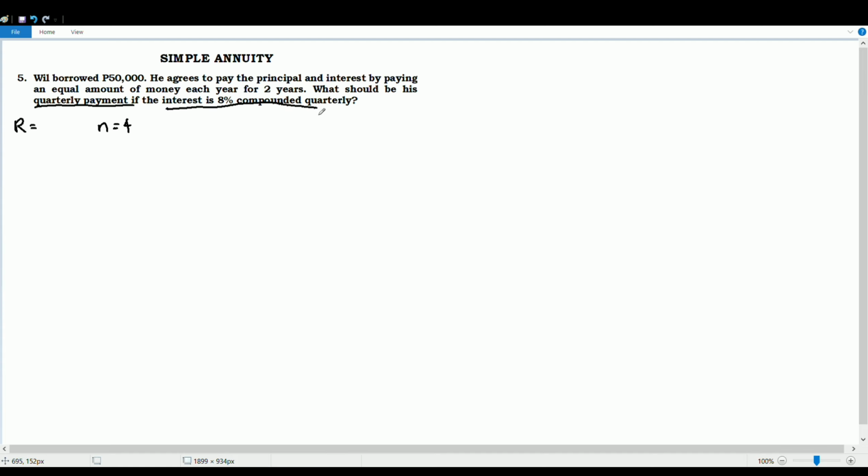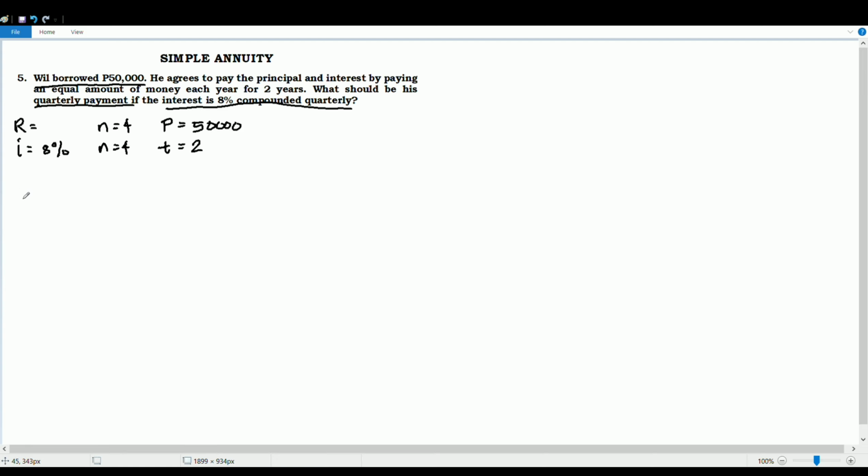Okay, so we are looking for the regular payment per quarter, if the interest rate is 8% and compounded quarterly. If you are going to observe, the regular payment and the interest rate have the same payment interval, so we have quarterly. And then what we have here is that Will borrowed 50,000 pesos, and this borrowed money is what we call the principal value or the present value or principal amount, that is 50,000 pesos, and it is also stated that it will be paid within 2 years, so the term is equal to 2 years. So we're looking for the value of R, the regular payment per quarter.